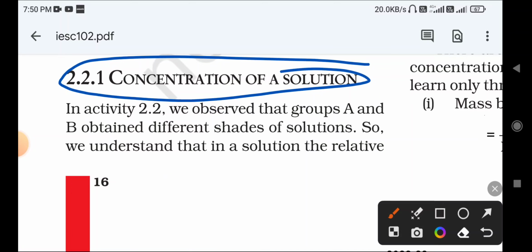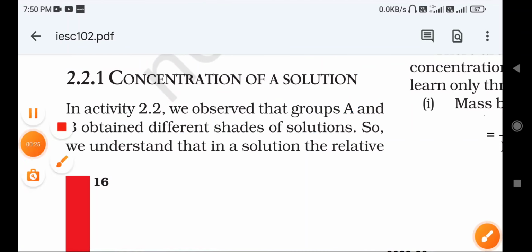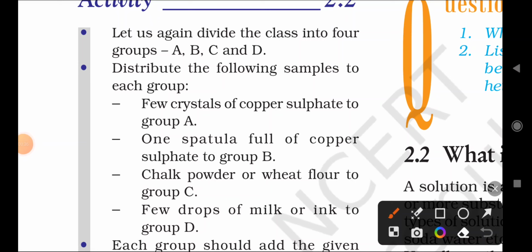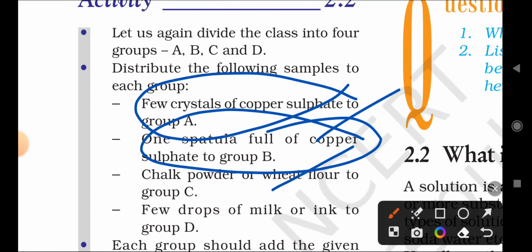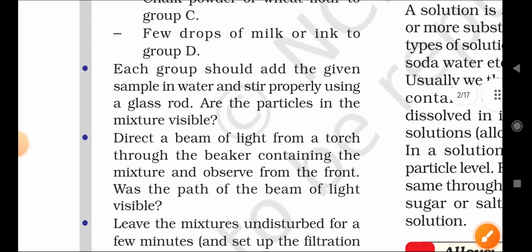In activity 2.2 we observed that group A and group B obtained different shades of solutions. This is the activity we discussed in the previous videos. Group A has crystals of copper sulfate, and group B also has crystals of copper sulfate, the third group has wheat flour, and group D has milk or ink.